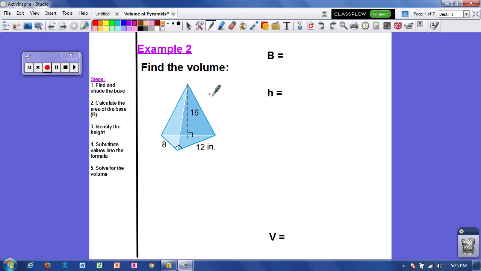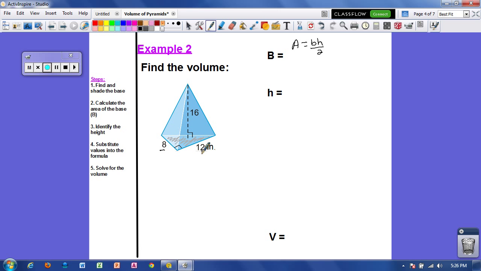Okay, now we want to find the volume of this triangular pyramid. So I want to find and shade the base. So this triangle on the bottom, that is going to be our base. Now I want to find the area of the base. So to find area of a triangle, that is going to be base times height divided by 2.